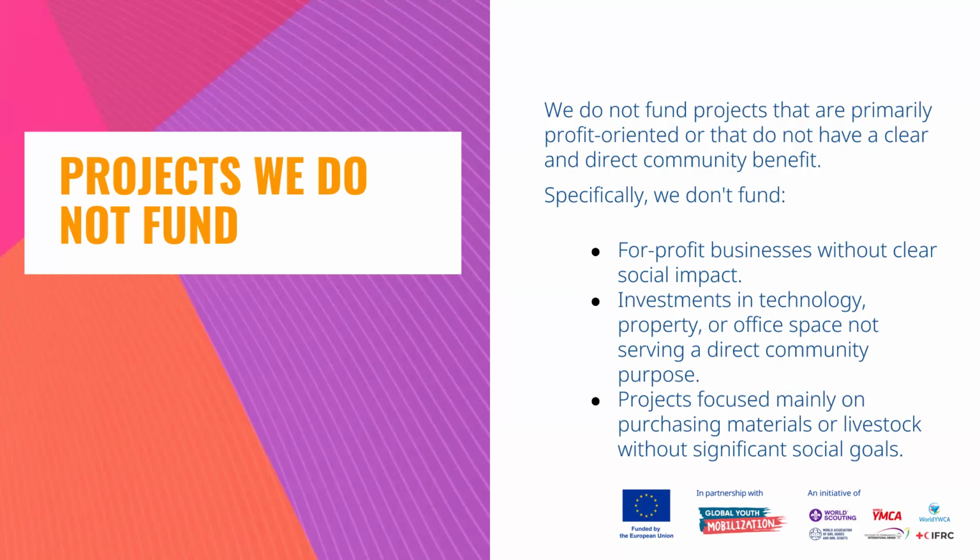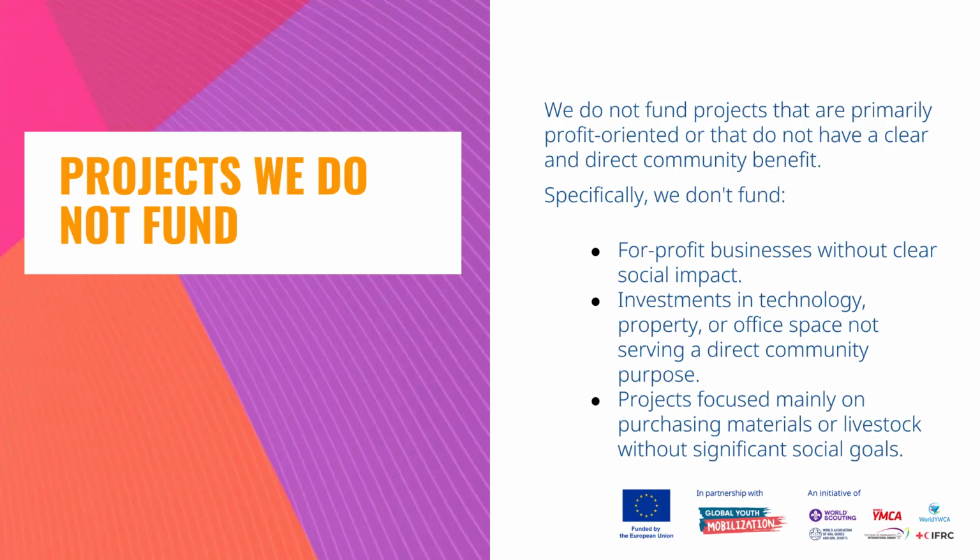But it's also important to know what we don't fund. We don't fund projects that are primarily profit-oriented or projects that do not have a clear and direct community benefit. Specifically, we do not fund for-profit businesses without clear social impact, investments in technology, property, or office space not serving a direct community purpose. And we also do not fund projects focused mainly on purchasing materials or livestock without significant social goals. We focus on supporting projects with clear social impact, where any surplus is reinvested back into the community or project itself. So, keeping this in mind will help you tailor your application to meet our criteria.